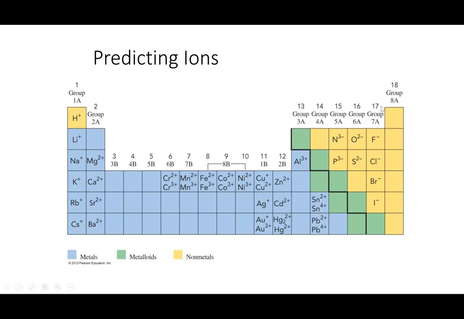Hop to the other side, we have 17 or 7A. These guys have 7 valence electrons. They want 8, so they steal 1 electron. 6 valence electrons, steal 2, 5, steal 3. These guys in the middle, you probably have noticed them. There are some that form different types of ions. We'll address those in the next video. For today, we're going to stick with these very predictable ions.